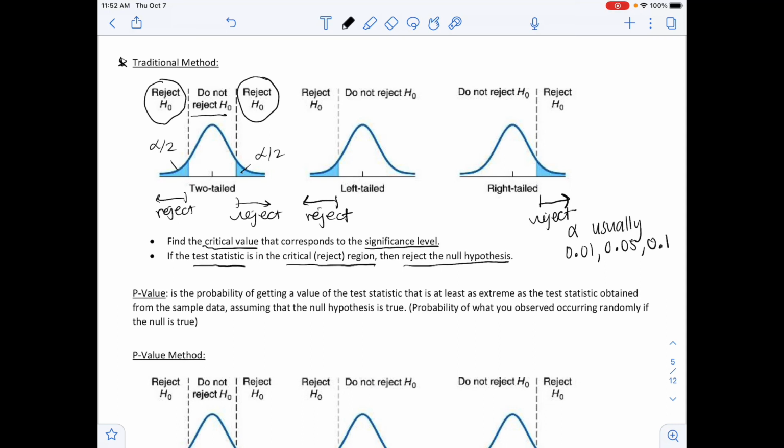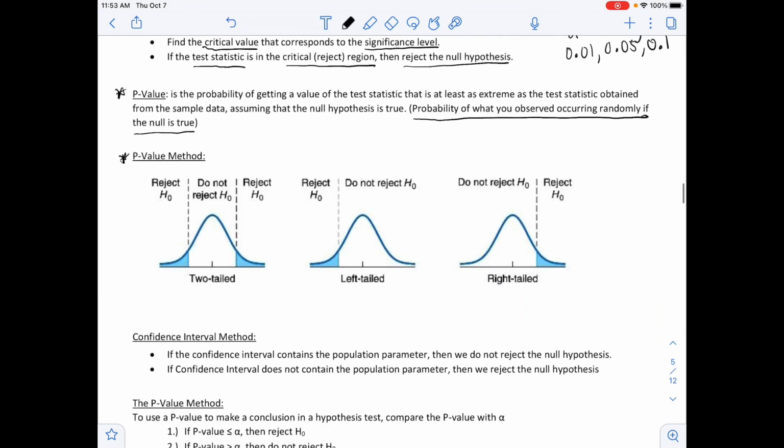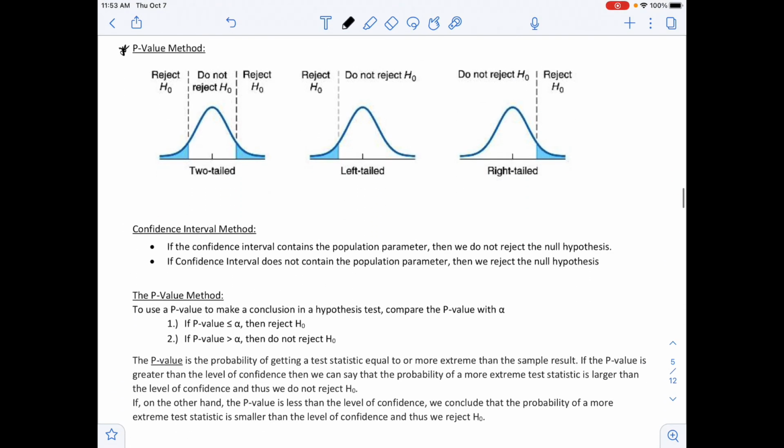We also have a p-value method, and before we get into that, let's discuss what a p-value even is. A p-value is the probability of getting a value of a test statistic that is at least as extreme as the test statistic obtained from the sample data, assuming that the null hypothesis is true. So that's by definition. In simpler terms, it's the probability of what you observe occurring randomly if the null is true. And so the next method that we have is our p-value method, which is actually going to be our mostly used method for this class.